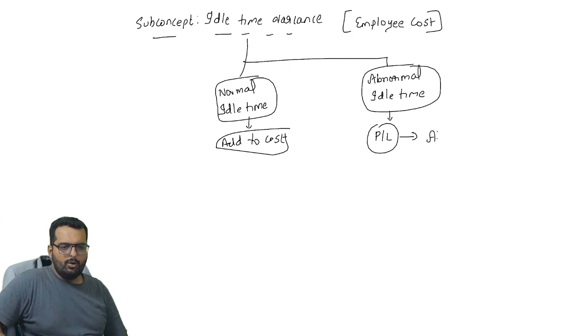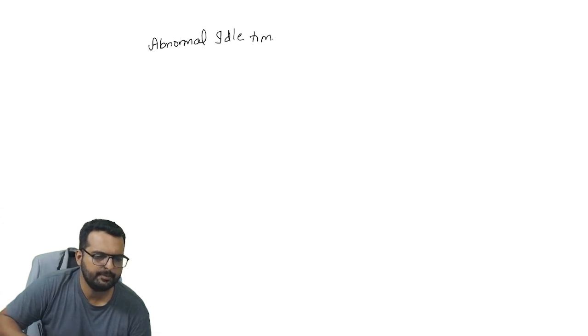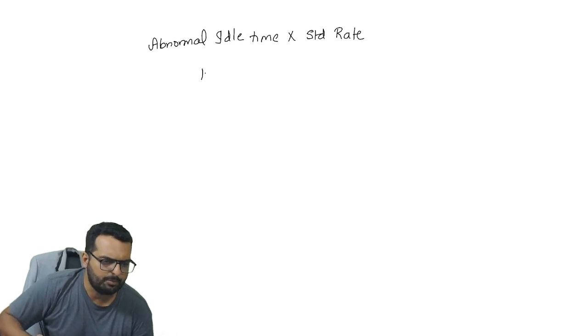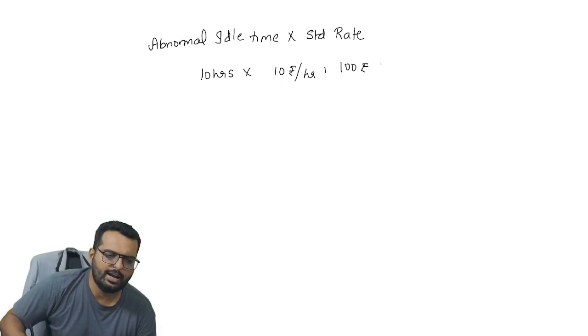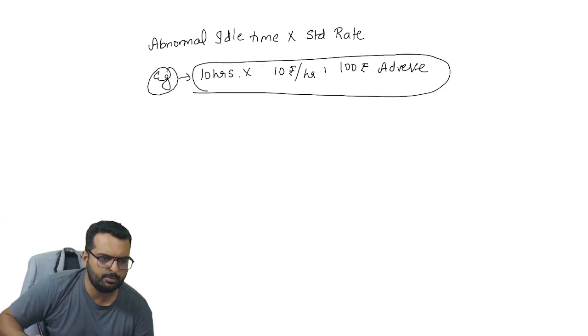It will be always adverse. The formula for idle time variance is that we should take abnormal idle time multiplied by standard rate. So suppose there is 10 hours of abnormal idle time and the standard rate is 10 rupees per hour, your answer will be 100 rupees adverse. Can you write down this in your books now, all of you?